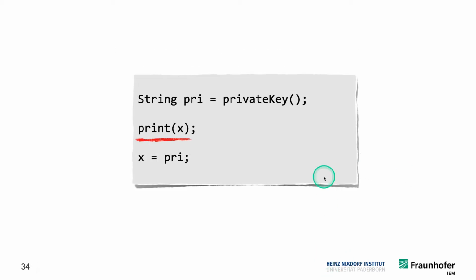Let's take another look at this example here. And this shows why it is important to also have flow sensitivity, because here what you see is we are assigning the private key to pry, and then pry is also assigned to x, but only after x has already been leaked, right? And so we are not actually leaking the private key. That's why flow sensitivity, of course, matters.